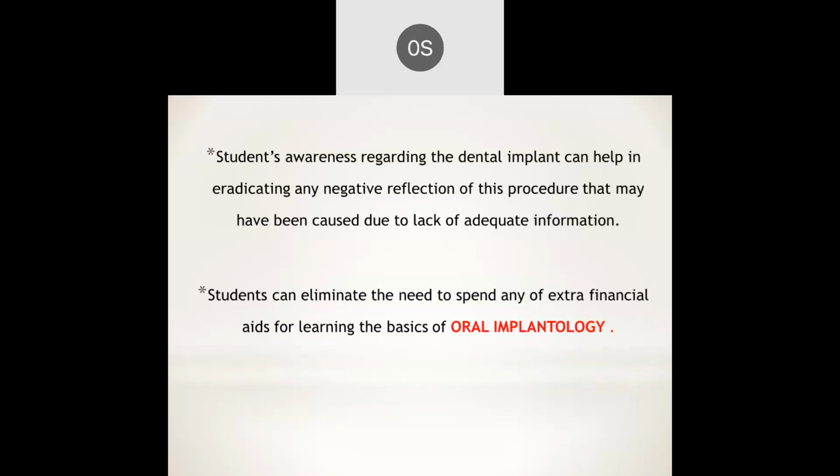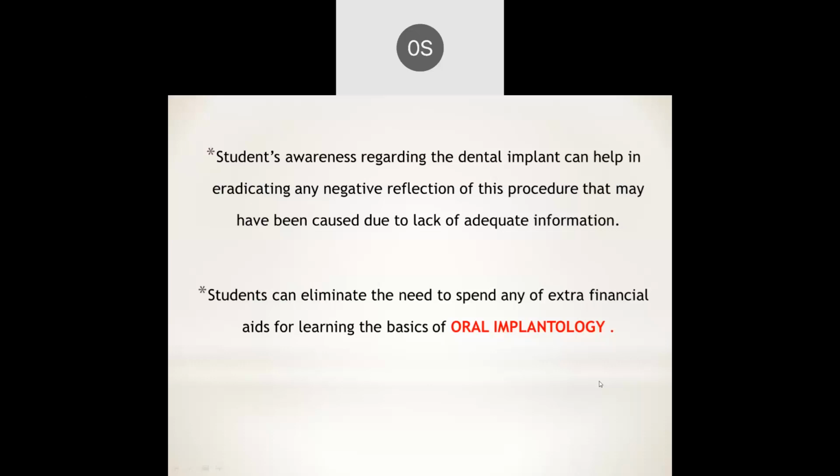Then the student awareness regarding dental implants. One second, madam. Something happened to my screen. Student awareness regarding the implant can help, because the student is not aware about this particular thing. When we speak to undergraduate students, they are also a little less exposed theoretically to this particular treatment protocol.